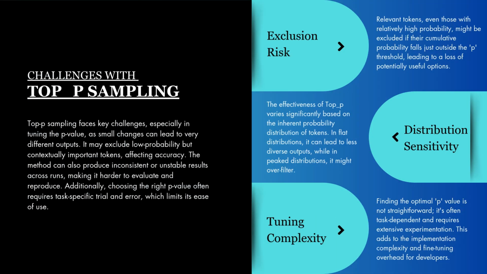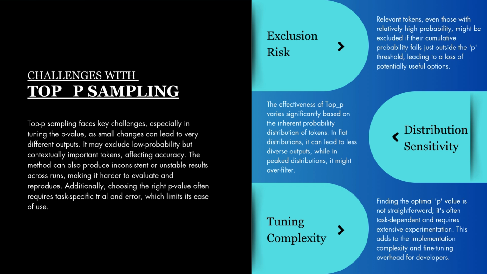Challenges of top P sampling. Even though top P sampling is useful, it has some problems. 1. Picking the right p-value is hard. A small change in the number can change the whole answer. You may need to test it many times to get the best result. 2. It can leave out important words. Sometimes good words are left out just because they didn't make it into the top group.